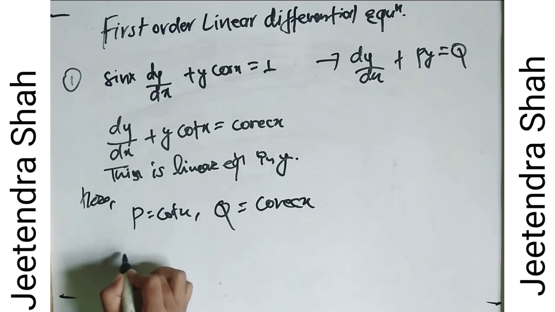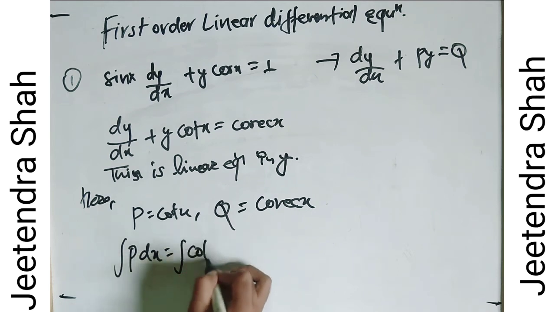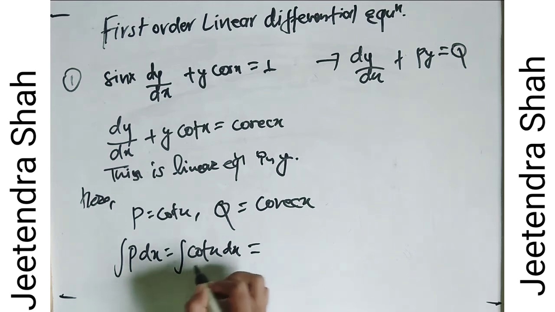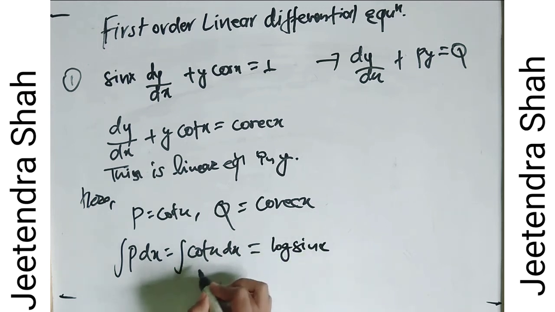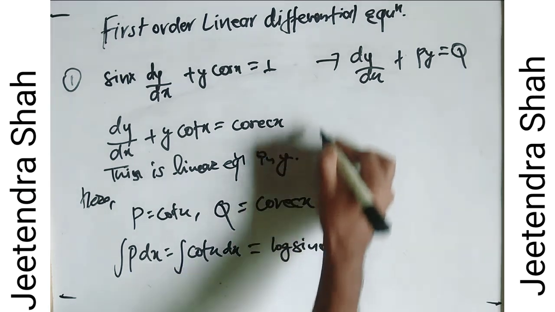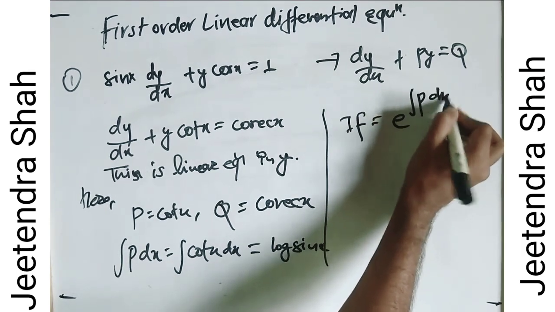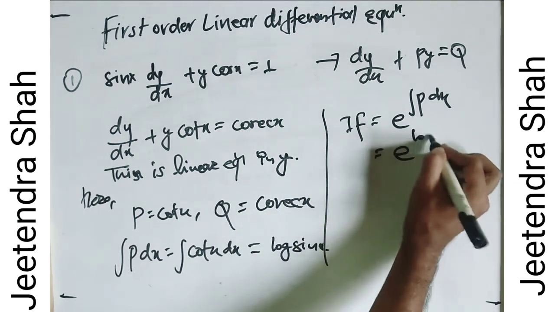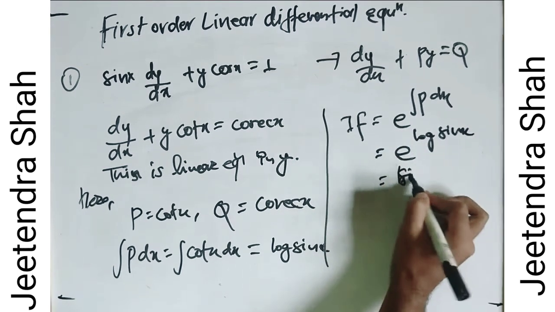First we will integrate P to calculate the integrating factor. The integral of P dx equals the integral of cot x dx, and we know the integral of cot x dx is log sin x. Now we calculate the integrating factor. Integrating factor equals e to the power integral of P dx, which is e to the power log sin x. The exponential and log cancel out, so we get sin x.